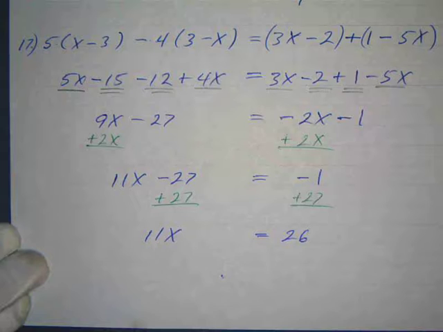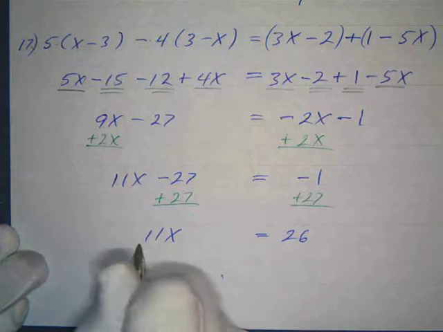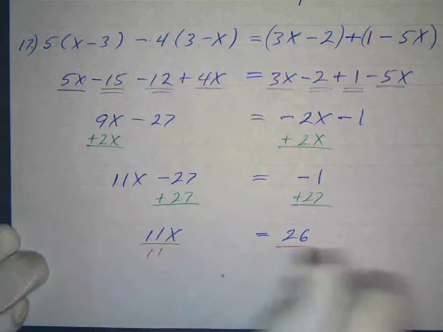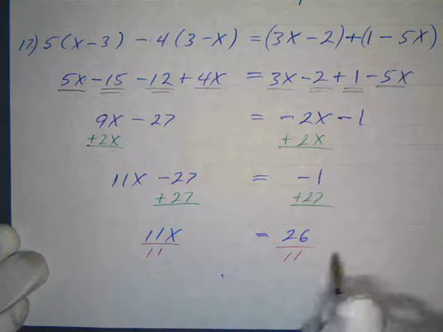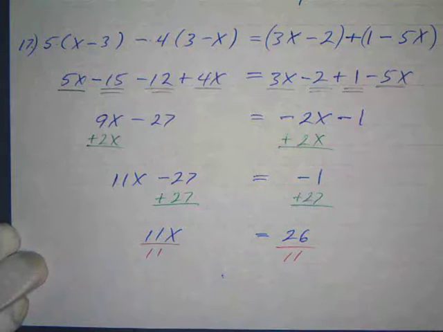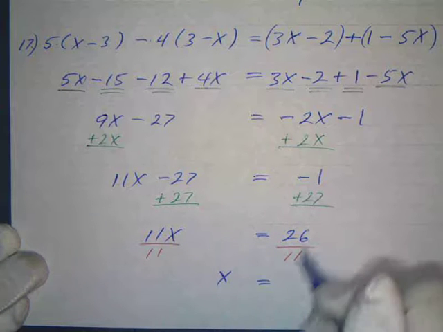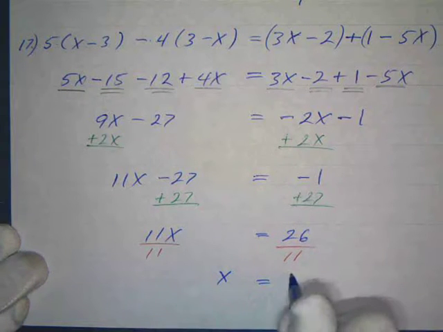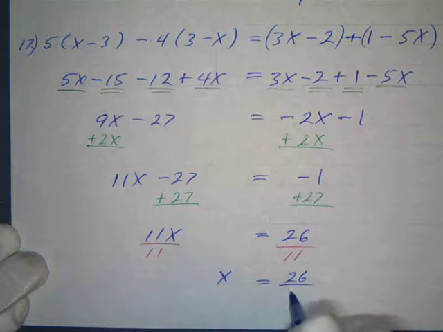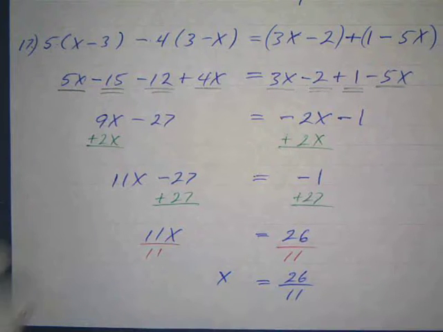And then I want to solve for x. 11 is joined to the x by multiplication. The opposite of multiplication is division, so I just divide both sides by 11. And I end up with x equals, and I can't reduce those, so I'll just leave it as 26 over 11. That's your answer. That's fine for me.